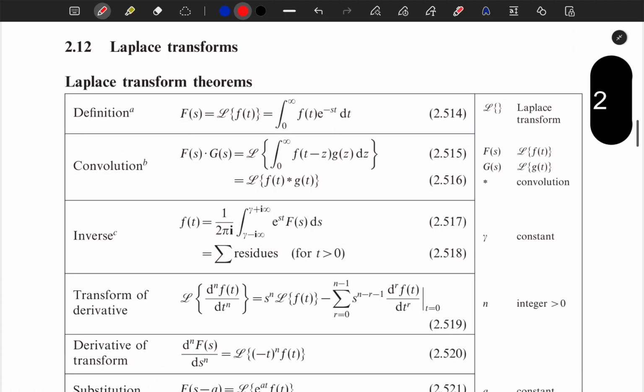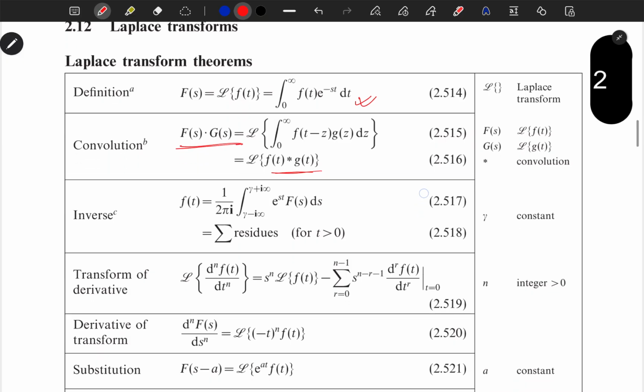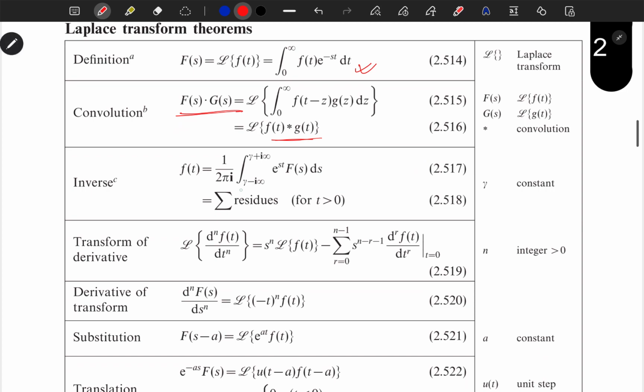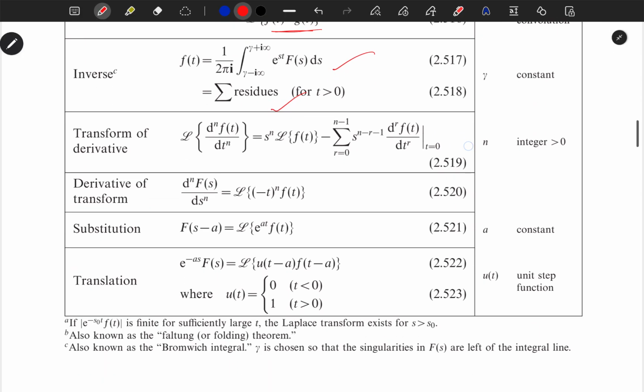Laplace transform definition: integral from 0 to infinity of f of t e to the power minus st dt. Convolution: multiplication of them will be the Laplace transform of the individual multiplication of the elements. The inverse will be 1 by 2 pi i, integral from gamma minus i infinity to gamma plus i infinity, the sum of residues.